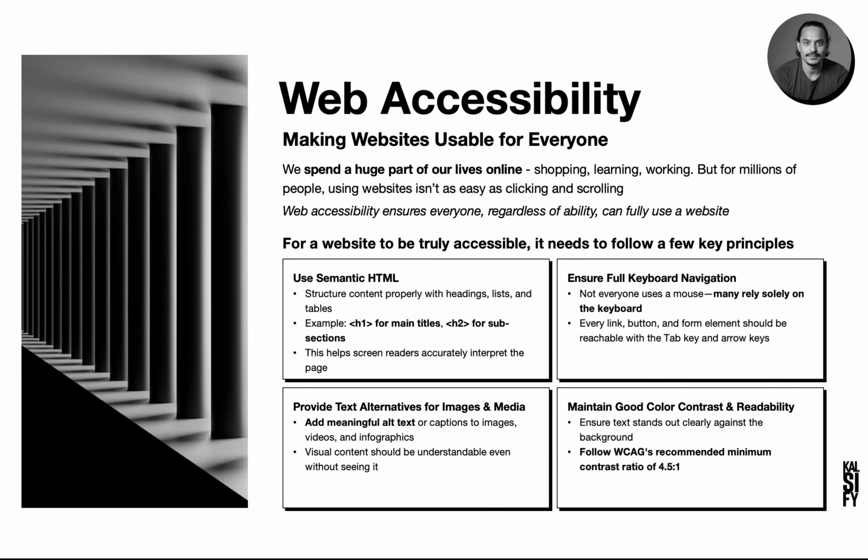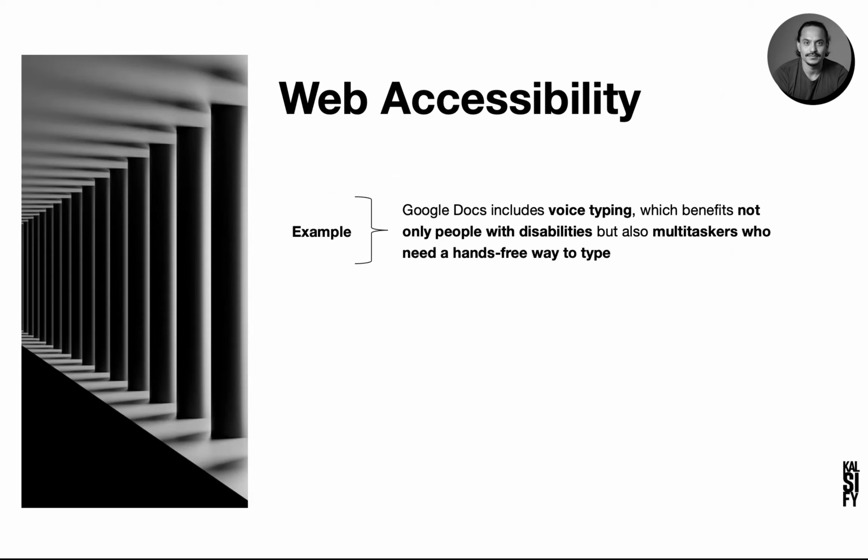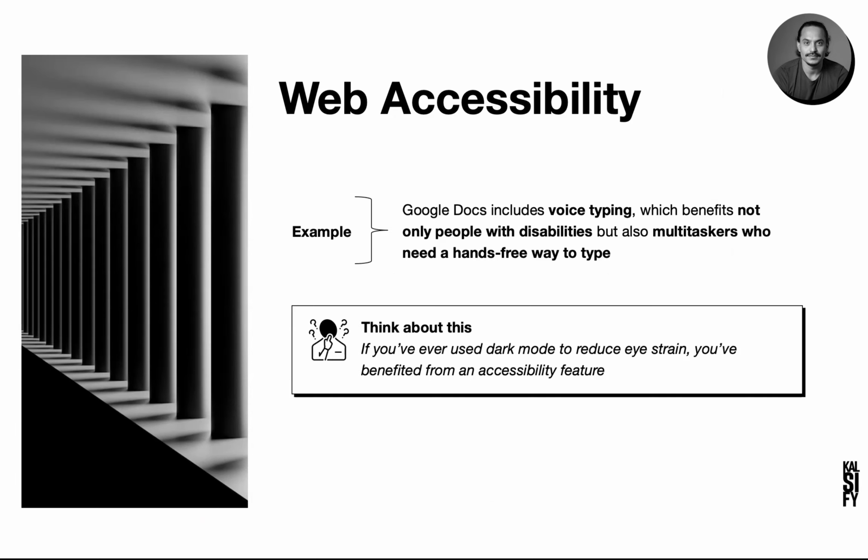per WCAG guidelines. Example: Google Docs includes voice typing, which benefits not only people with disabilities, but also multitaskers who need a hands free way to type. Think about this. If you've ever used dark mode to reduce eye strain, you've benefited from an accessibility feature.